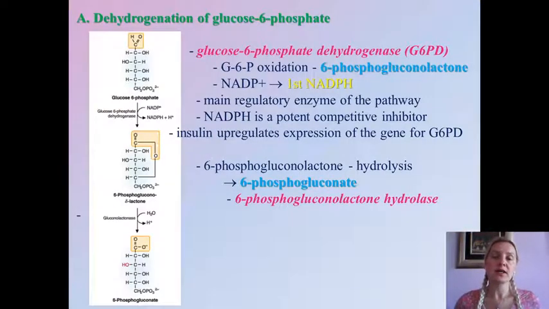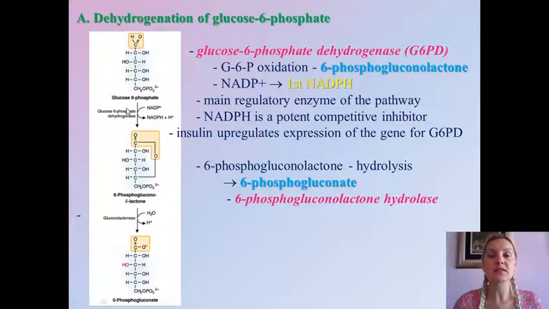So the first event that takes place in the hexose monophosphate pathway is dehydrogenation of glucose 6-phosphate. Here is the reaction extracted from the previous figure. The enzyme glucose 6-phosphate dehydrogenase is the one which catalyzes this oxidation. So glucose 6-phosphate is oxidized to 6-phosphogluconolactone, and during this oxidation one NADPH is produced, the first out of 2.